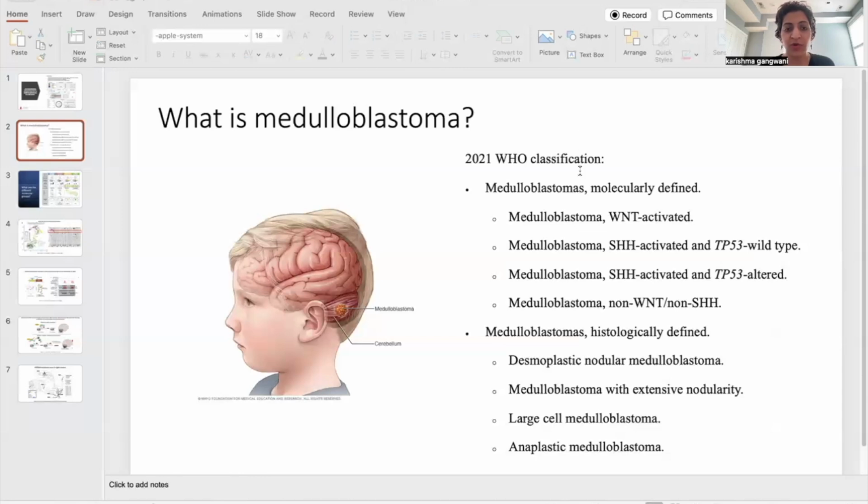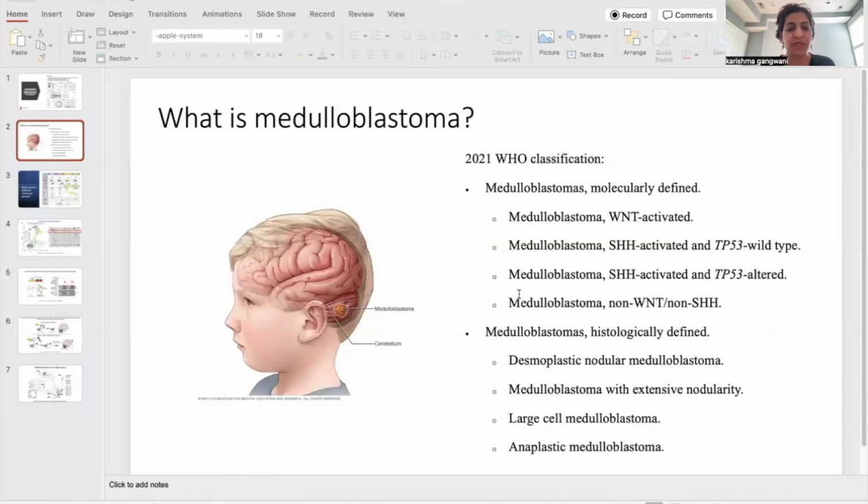So, molecularly defined, you have the medulloblastomas, which are Wnt activated. Then you have medulloblastoma, which are sonic hedgehog activated, but TP53 wild type. You have medulloblastomas, which are sonic hedgehog activated and TP53 altered. And then medulloblastoma, which are non-Wnt and non-sonic hedgehog, which is an entire group on its own, and we will come to that. So, what is TP53? It's the guardian of the genome involved in DNA repair and triggers cell death if the DNA is damaged. So, mutations in TP53 alone are actually very deleterious to the cell. This is basic biology 101.